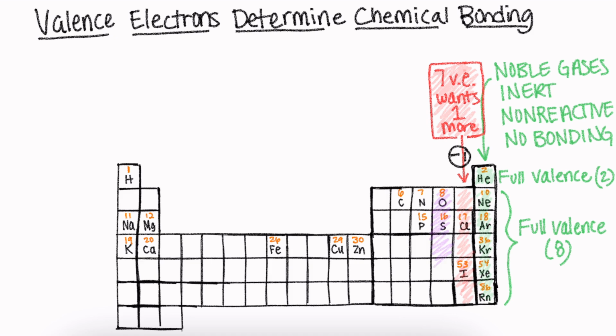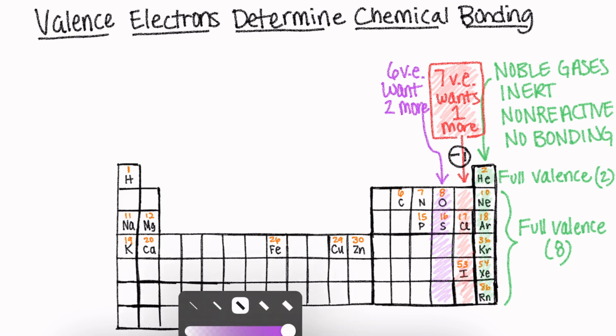Oxygen is the column we'll discuss next. All of the elements in this column have 6 valence electrons. They have 6 valence electrons, and so they want 2 more. So, for that reason, oxygen will usually form 2 bonds to be stable.